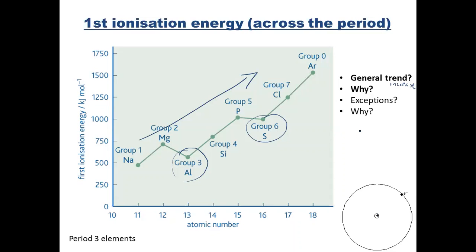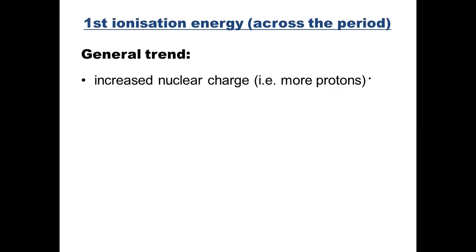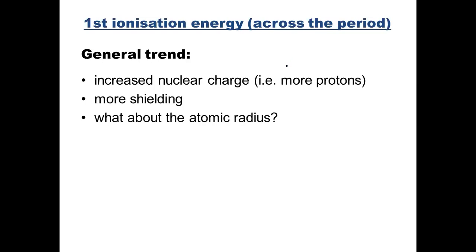So, do we know why the general trend, let's focus on that first, is an increase? As you go across the period, each time you're adding one more proton, because that's how it works. So you're adding one more proton, that increases the nuclear charge. You also get a little bit more shielding, because each time you're adding one extra electron, and each extra electron is more repulsion.